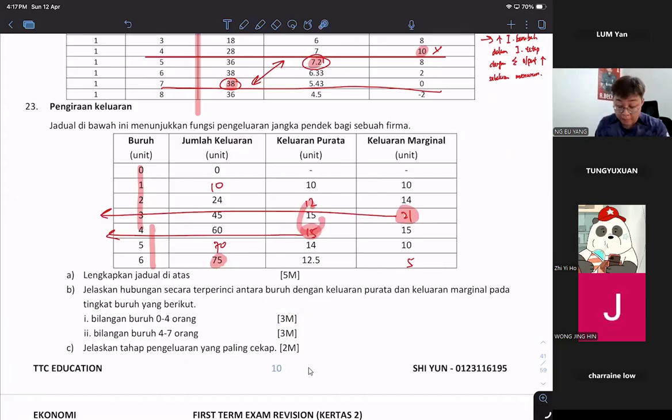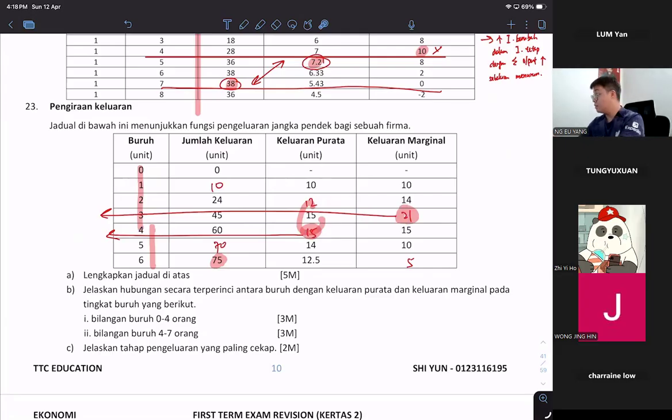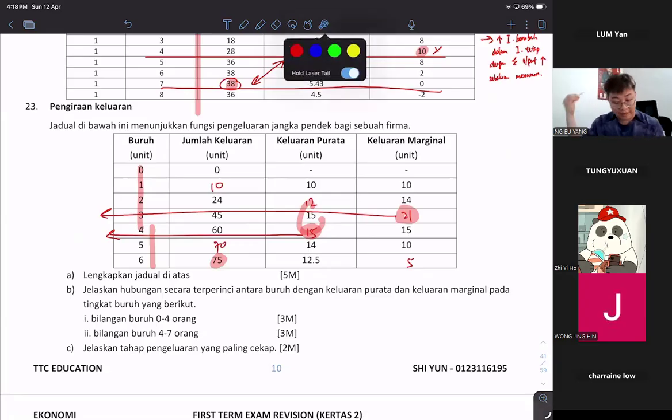Apabila buruh meningkat from 0 to 4 unit, jumlah keluaran meningkat ke 60 unit, keluaran purata increase to 15 dan mencapai nilai maksimum. Okay, so keluaran marginal is increasing to 21 and then decreasing to 15, right? So which means this is the wrong huraian. Yeah, sorry guys, I have to head on side.